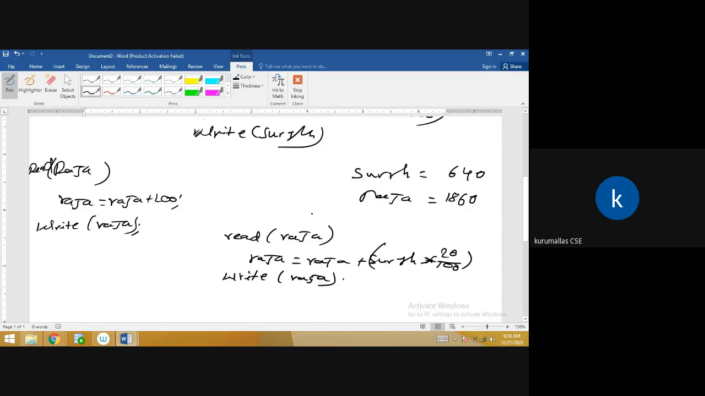This result, 640 and 1860, of the concurrent fashion is equivalent to which serial schedule? T1 then T2, or T2 then T1? T1 then T2, sir. Okay, the concurrent fashion can be equal to T1 then T2, right? So this is about concurrent and serial.